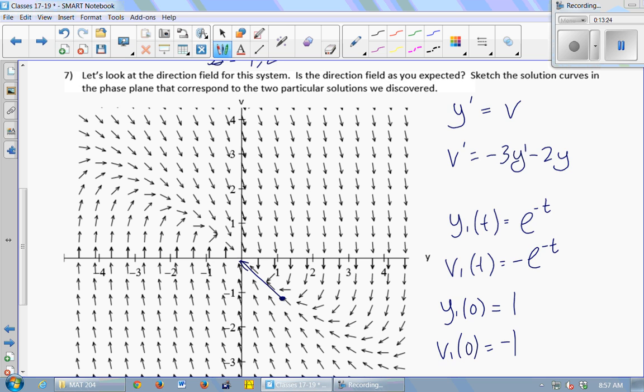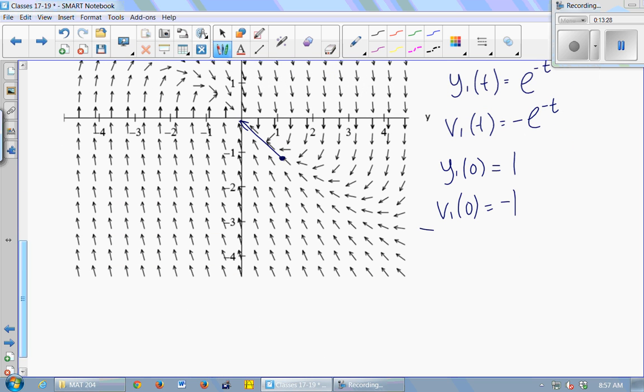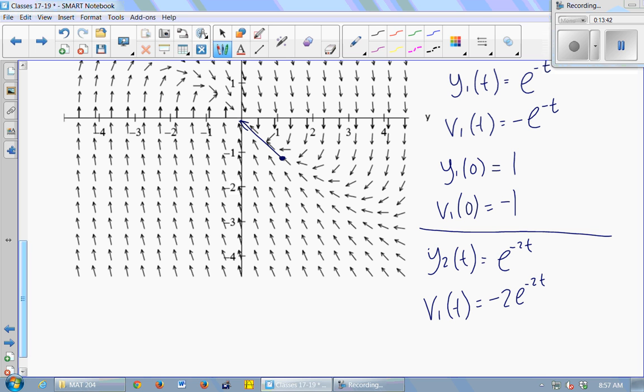So that's one of my solutions. And then my other solution corresponds to y2. y2 of t is e to the negative 2t, which means that v2 would be negative 2 e to the negative 2t. And then you plug 0 into both of those to get your initial point for the phase plane. v2 of 0 would be negative 2. So 1, negative 2 is another point. It's my other initial condition, and it also just points me directly to the origin.